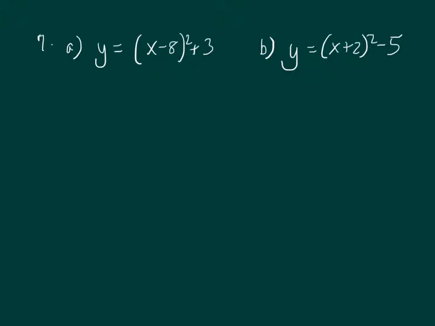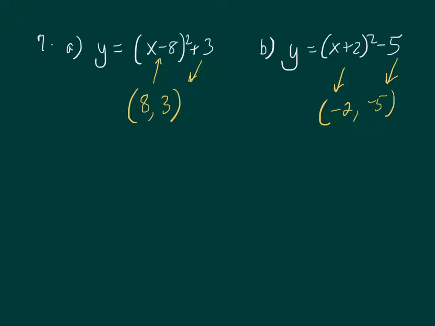Okay, so in number 7, we're really just writing the vertex here. And we get the x coordinate of the vertex when the equation is in this form by taking the opposite of what we have in the parentheses. So in this case it's 8, and it will be the same outside, 3. So the vertex is 8, comma 3. And the vertex in B is just going to be negative 2, negative 5. Opposite inside the parentheses, same outside the parentheses.